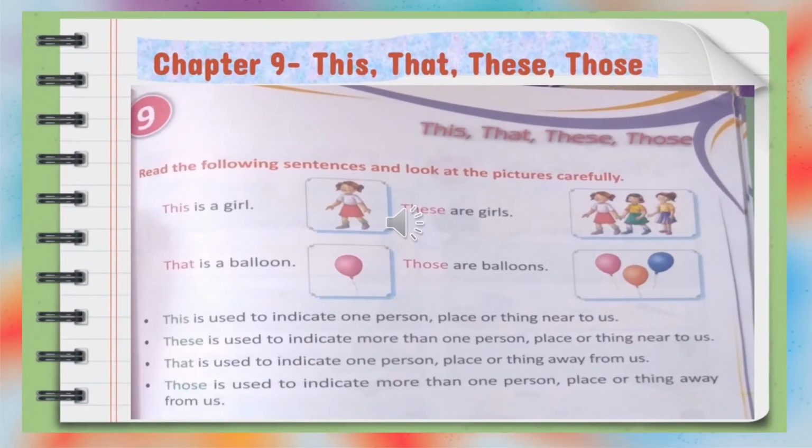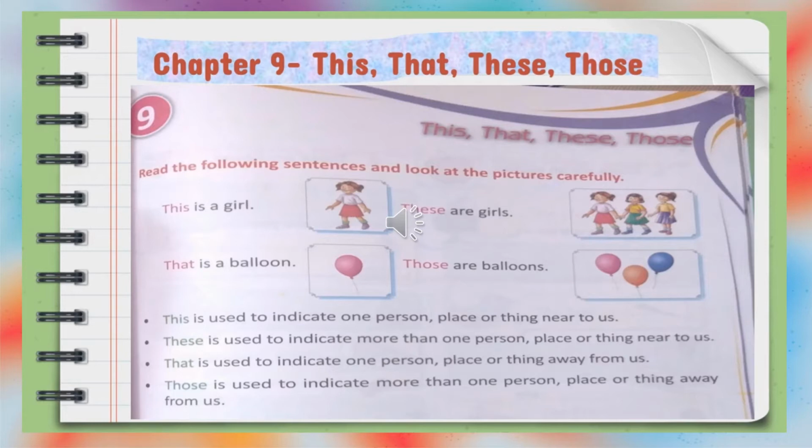This is chapter 9 and our topic is this, that, these and those. First, look at the picture carefully. The question is, read the following sentences and look at the pictures carefully. This is a girl. That is a balloon. These are girls. Those are balloons.